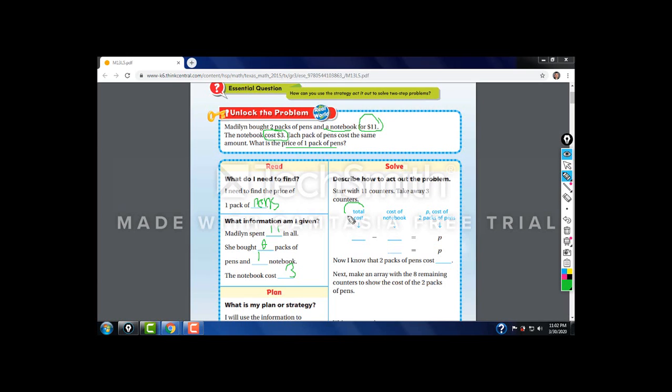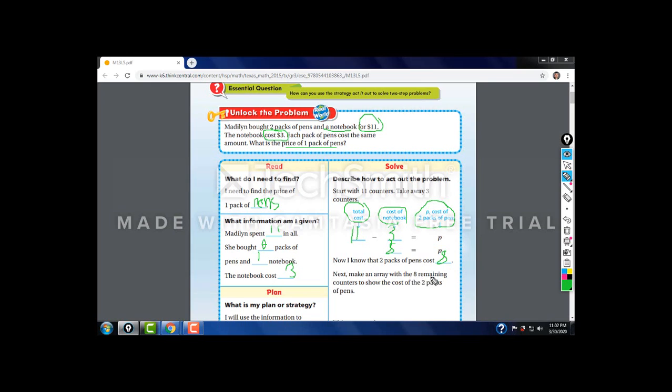I like to look at this. What's the total cost? How much did everything cost? Well, I start with that first. It cost $11. How much did the notebook cost? The notebook cost $3. So that's going to give me the cost of the 2 packs of pens, because I'm going to subtract the cost of that 1 notebook from the total cost. So if 11, subtract 3, you get an answer of 8. So I know that 2 packs of pens cost $8.